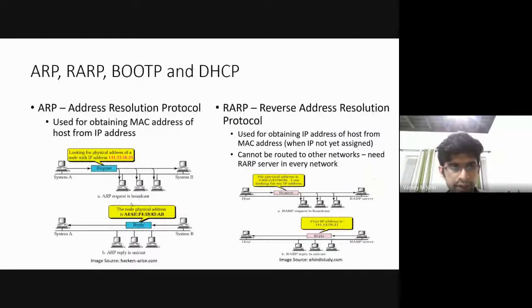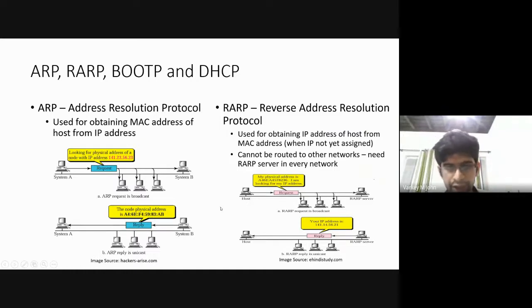Then data link layer protocols. In this, we have ARP, RARP, BootP, and DHCP. ARP is mainly used for getting the MAC address from the IP address. It gives an IP address, and the system asks, what is the MAC address of this IP address? Then system B responds, this is the MAC address for this particular IP address. That protocol is called ARP.